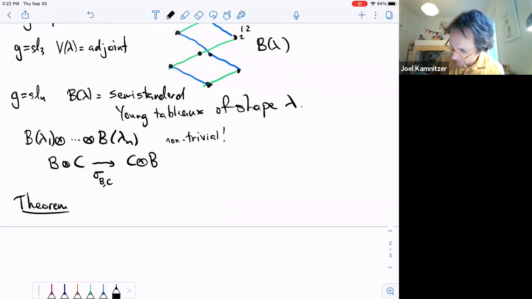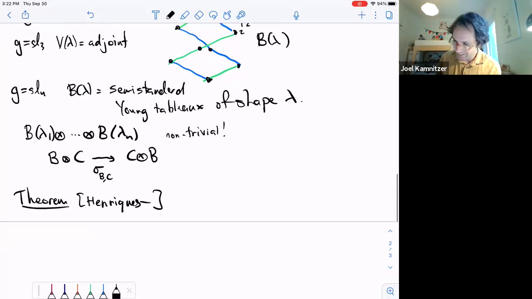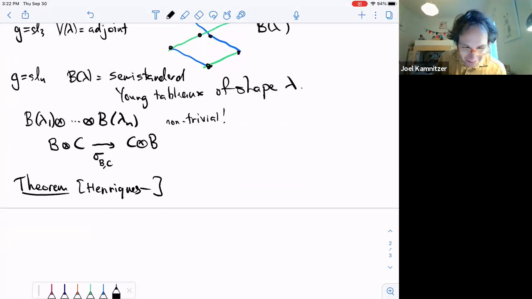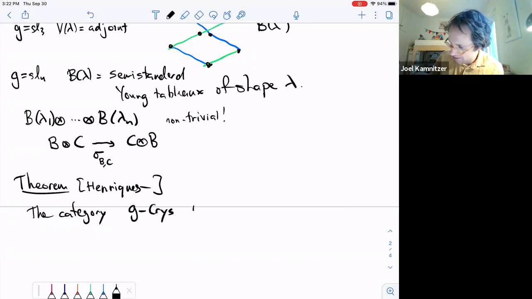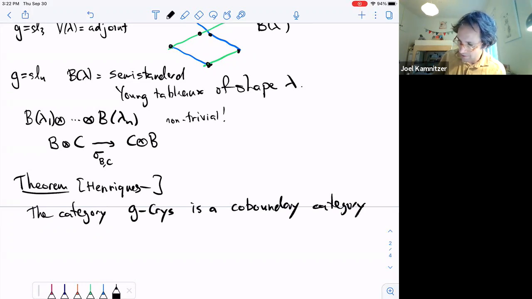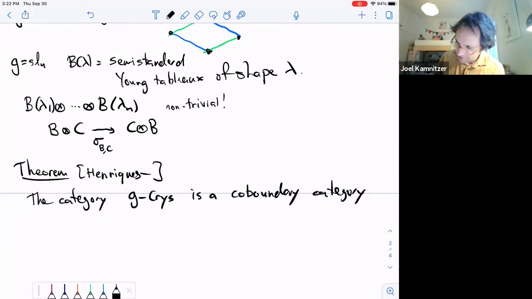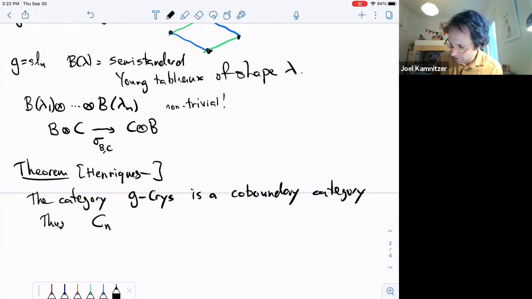So again with Andre Henriques, back in grad school with Alan, we proved the following thing: that the category of G crystals has the structure of a co-boundary category. So that means it has a tensor product, and the tensor product has this commutor satisfying certain properties. And moreover, when you have such a co-boundary category, this means that there's an action of this Cactus group on any tensor product of crystals.